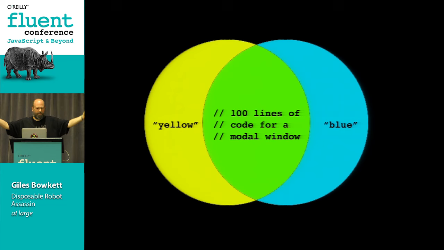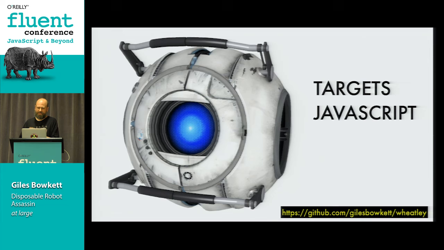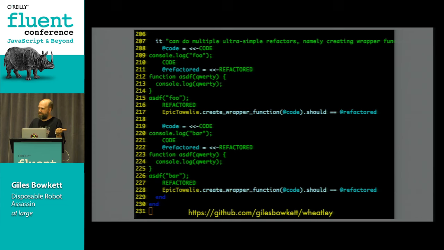So this is called Wheatley because it's a stupid AI. I don't know if any of you are familiar with this character from the video game Portal, but he fits, in my opinion. So I made it in 2011. It's written in Ruby. It targets JavaScript. Today I would use a JavaScript parser written in JavaScript, but at the time the best I could find was a parser written in Ruby. Here's a couple specs from this system.